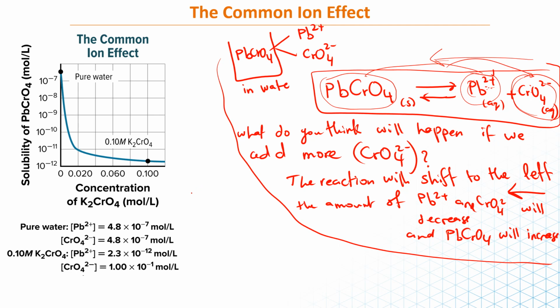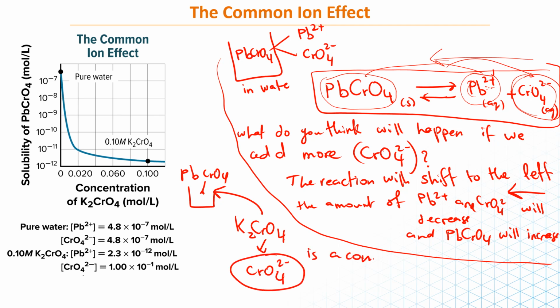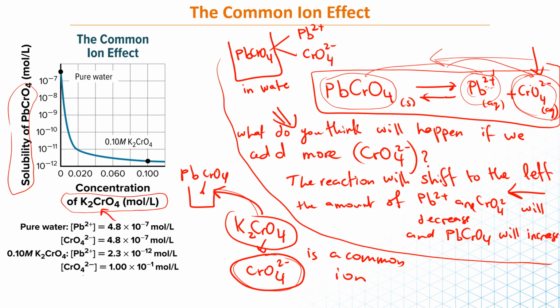And actually, if we have PbCrO4 in here and we add to it K2CrO4, the CrO4 minus 2 is a common ion. When I add this compound, it is as if I am adding CrO4 minus 2, which is the question we solved here. That's why the solubility of PbCrO4 is going to be decreasing. See, the solubility of PbCrO4 decreases every time I increase the amount of K2CrO4, because K2CrO4 has CrO4 minus 2. So I'm increasing the amount of CrO4 minus 2, which is the question: what do you think will happen if we add more CrO4 minus 2?